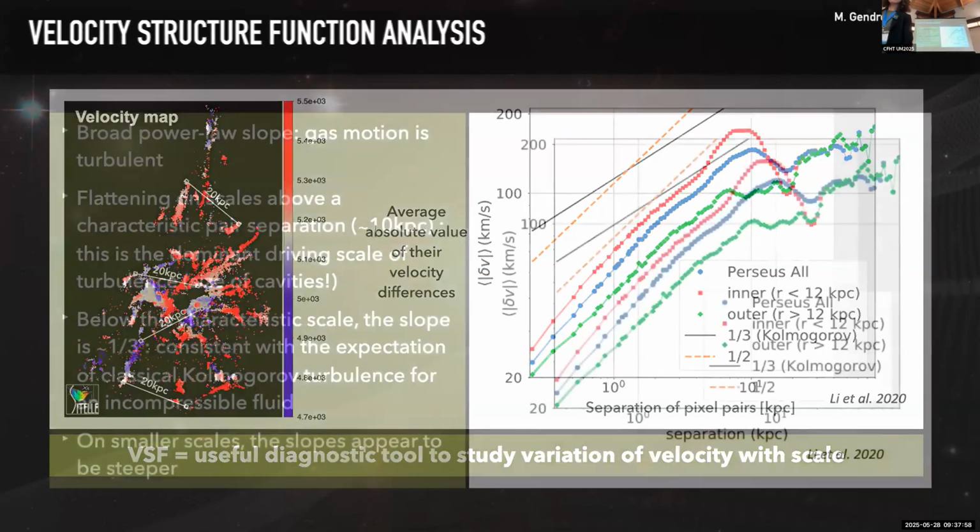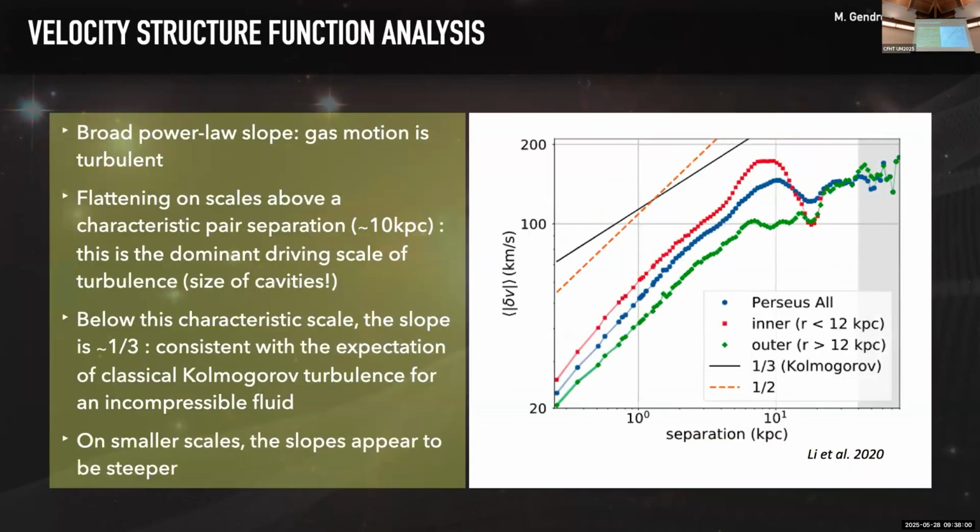And what we conclude from that is that, based on the slope that we have here, we can say that the gas inside these filaments is quite turbulent. And this is what we also see in the kinematic maps there. It's quite chaotic, let's say.